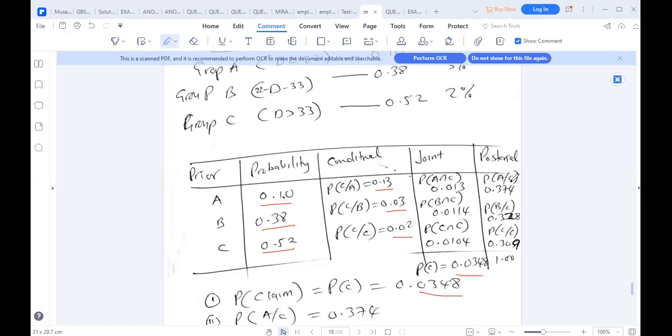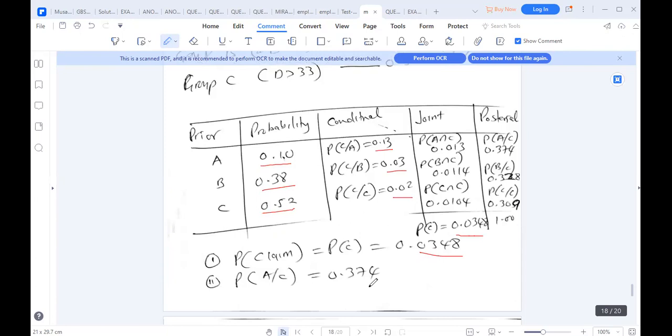Then if I give you A given C, by dividing this divided by that, we get 0.374. Then this one divided by that is 0.328. This one divided by that, 0.309. So they ask you, suppose a claim was found, what is the chance that it came from A? It is 0.375. Suppose a claim was found, what is the chance that it came from B? 0.328. Suppose a claim was found, what is the chance it came from C? 0.309. So these are the figures that we're having here.